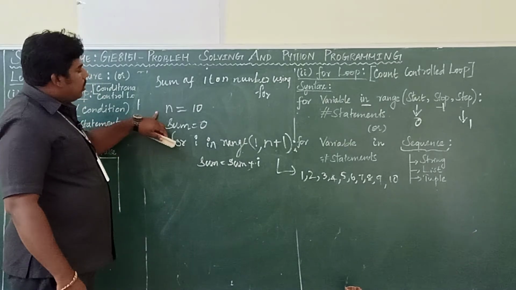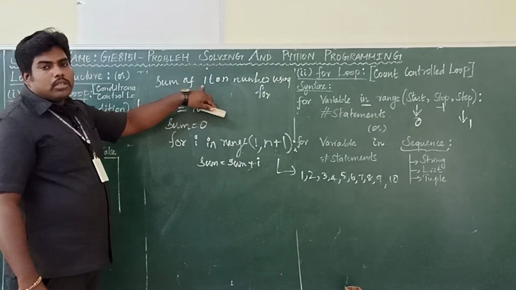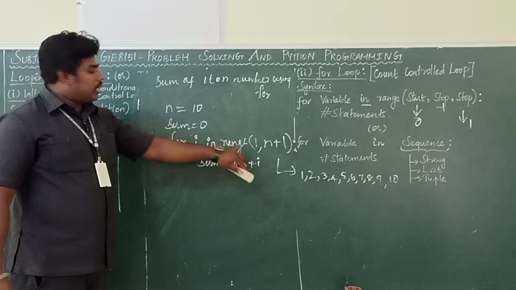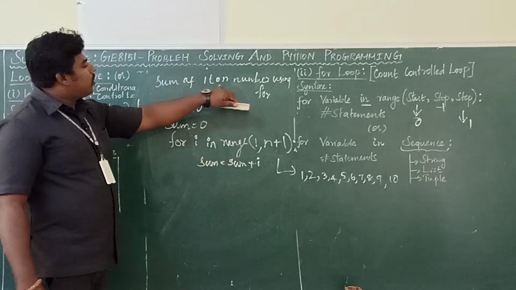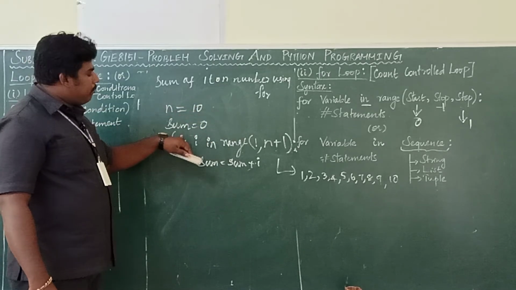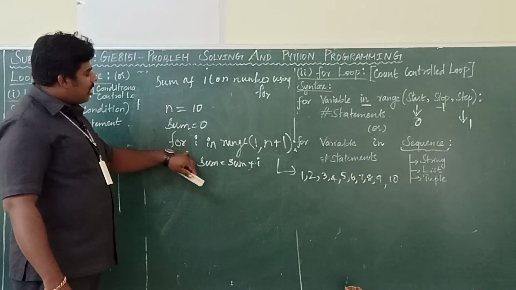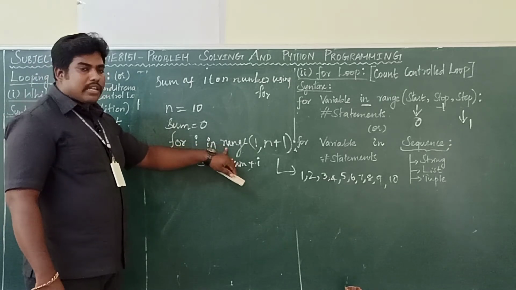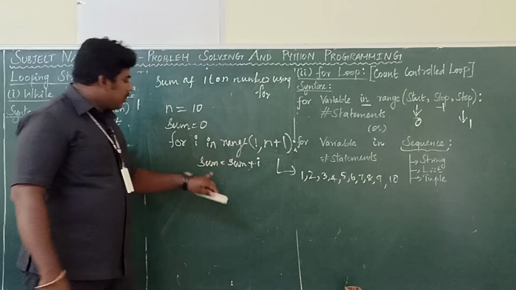So first I know the starting position, so I didn't initialize 1. Okay, directly I used here. Then I know I want to give the end position, n value, n equal to 10. For storing the answer sum, I am using the for loop. For I is a variable, in is the membership operator, range function creates the numbers.